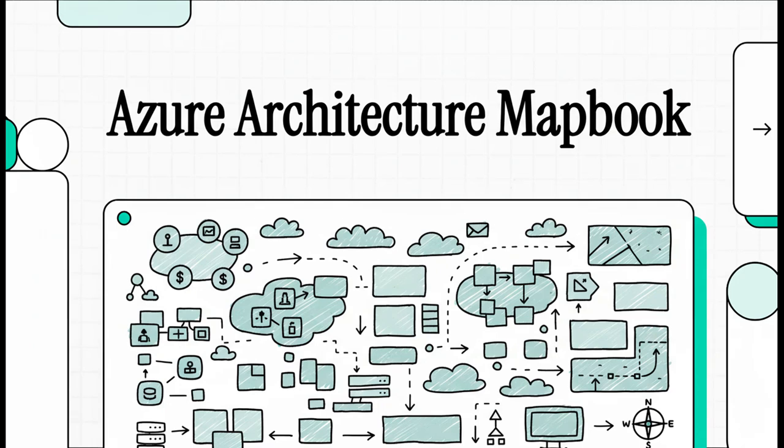Welcome to The Explainer. Today, we're going to chart a course through the cloud. And to do that, we're using a really unique Mapbook to help us navigate the incredibly complex world of Azure architecture, and hopefully turn all that chaos into some real clarity.